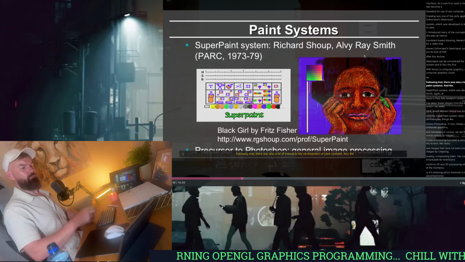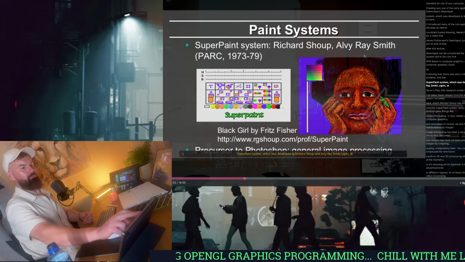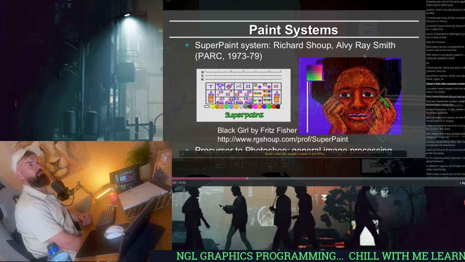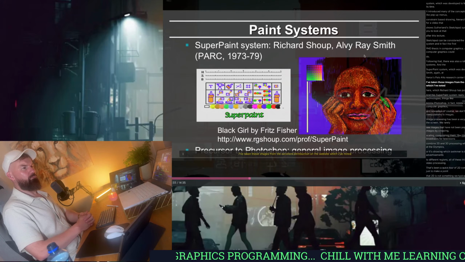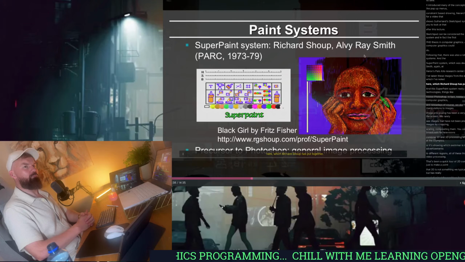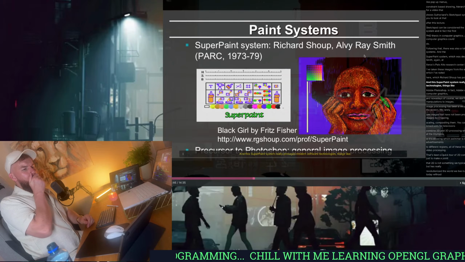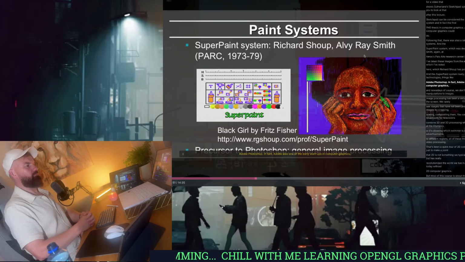Following that, there was also a lot of interest in the development of paint systems, and the SuperPaint system, which was developed by Richard Shoup and Alvy Ray Smith, again at Xerox's Palo Alto Research Center in the 1970s. I've taken these images from the excellent introduction on the website noted here, which Richard Shoup has put together. And this SuperPaint system really presages modern software technologies, things like Adobe Photoshop. In fact, Adobe was one of the early startups in computer graphics.